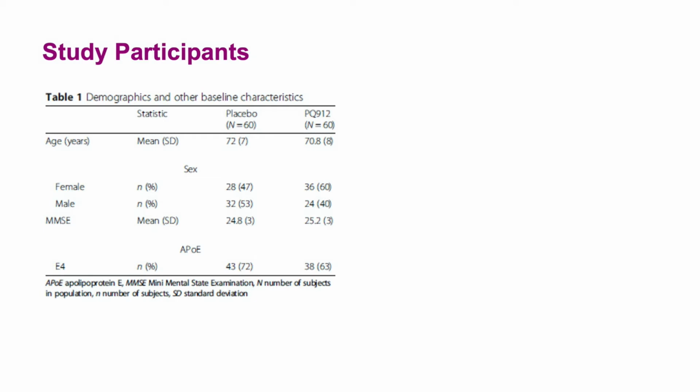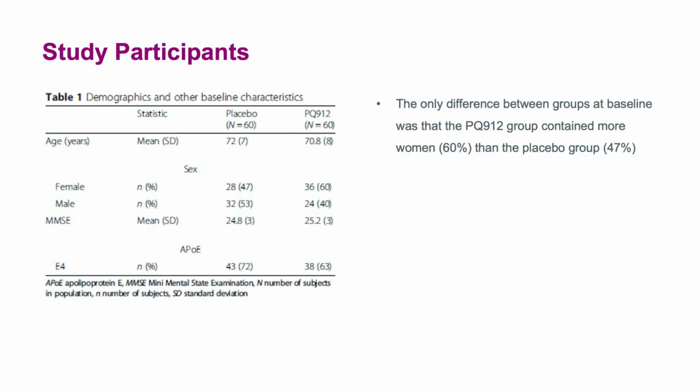Here we have a summary table, again, of the study participants. We can see that the age distribution was quite similar for both groups, ranging between 70 and 72 years. Importantly, there were slightly more women in the PQ912 group compared with placebo. So placebo was closer to 50% male and female, whereas PQ912 had slightly more females.